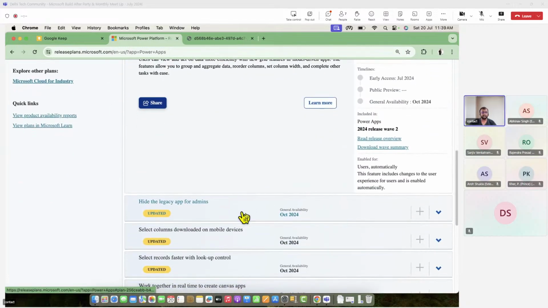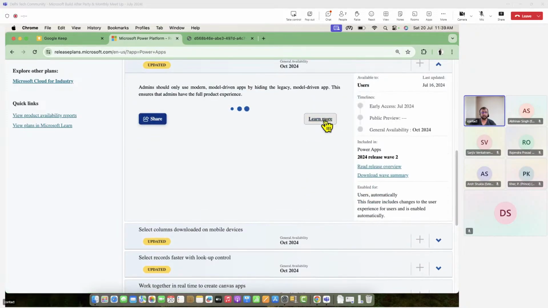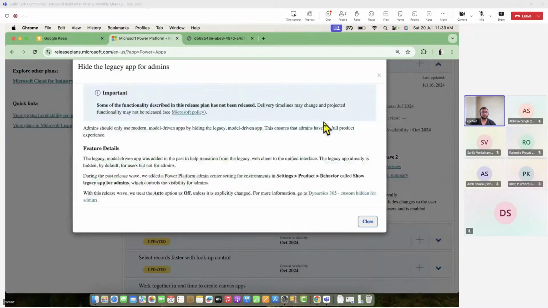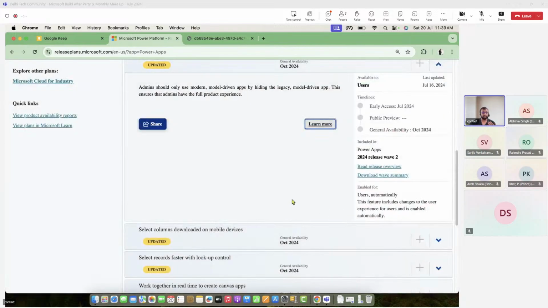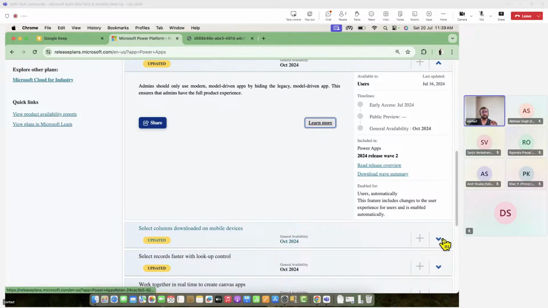Another new update is hiding the legacy application for the administrator. Again, this is one model driven feature which will be available in October, and admins should see only the modern model driven application by hiding the legacy model driven app, and this ensures that admins have the full product experience properly. So from the settings of the model driven application, you can change the behavior of showing the legacy application for admins, and you have an option to turn it on or off. So that is also one more update which will be available soon.